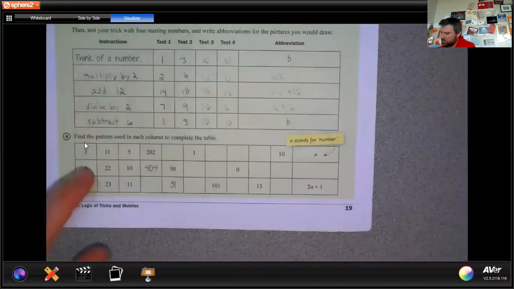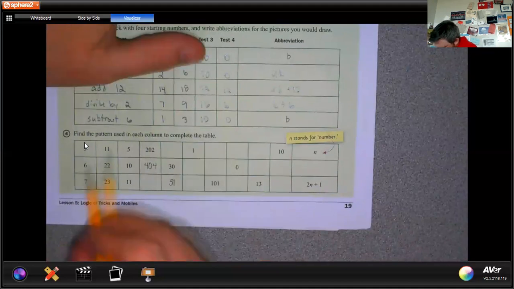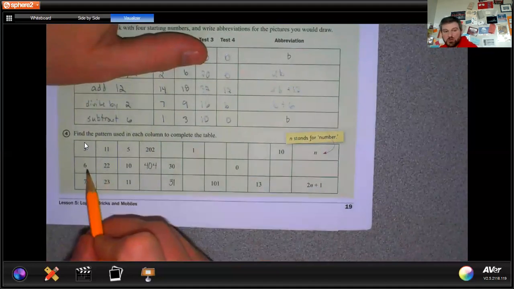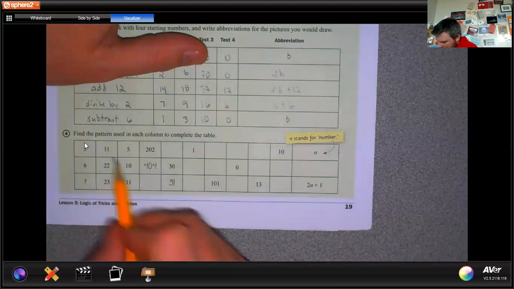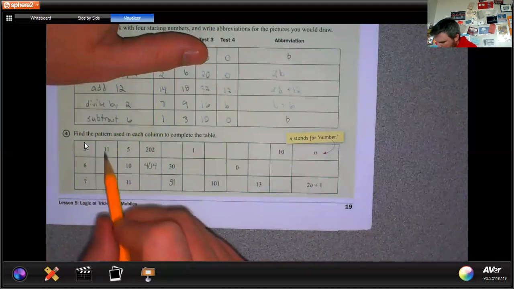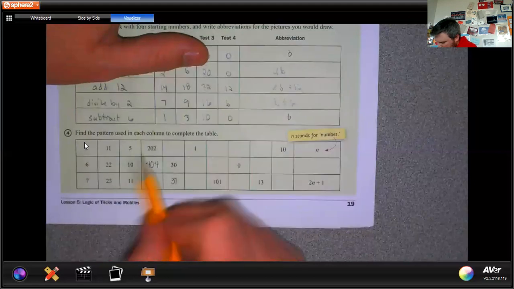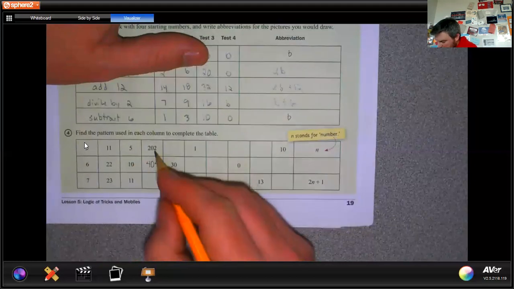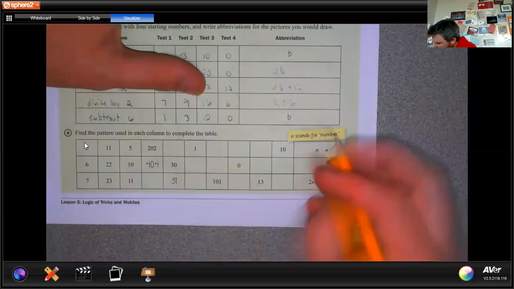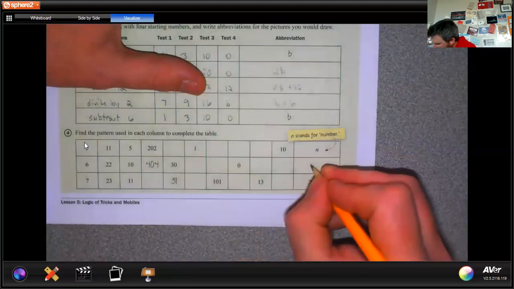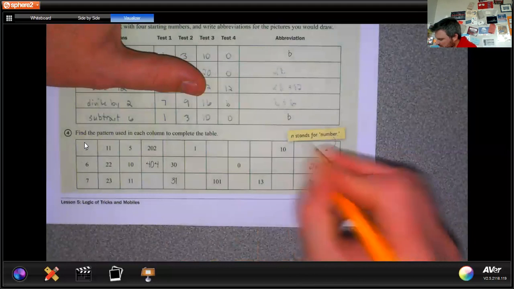All right, here we go. Find the pattern used in each of the columns to complete the table. So we just got to fill in all the numbers. So we go 3 to 6. We can add 3 or multiply by 2. 11 to 22, add 11 or multiply by 2. So it looks like we're just multiplying by 2. 3 times 2 is 6. 11 times 2 is 22. 5 times 2 is 10. 202 times 2 is this. So it looks like from n to here, we're going to have a 2n. N just stands for a number.